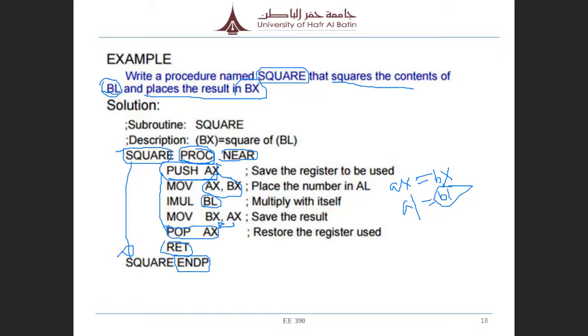So that means it actually performs the square of BL. The result is saved in AX. So now we copy the AX value to BX. That means the result, and then we return from this procedure. That's it. So this is an example of how to write a procedure.